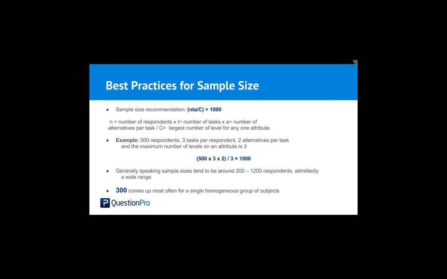So if you have 500 respondents and there are 3 tasks per respondent, and you want to show 2 alternatives per task, which means if you want to show an apple or an orange, and the maximum number of levels for each type of apple and orange is 3, then you'll get the answer, which is 1,000, and that is a good number. Generally speaking, the sample sizes tend to be around 200 to 1,200 respondents, but we know that is a wide range, and for some reason, I don't know why, but 300 seems to be a very good number for statistically significant data, especially when the group is homogeneous in terms of customer or consumer profiles.